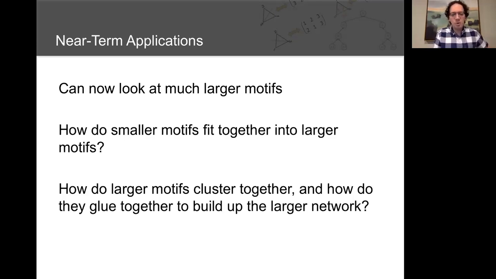Like, how do smaller motifs fit together into larger motifs, right? When you could only get up to 5-node motifs, well, how do 3-node motifs fit together into 5-node motifs? There's only so much you can learn from that. You can also ask things like, how do larger motifs cluster together? Once they get sufficiently large, they have to have some overlap. And how do they glue together to build up into your larger network? So you can really start to see how the structure of the larger network emerges from the structure of these small subgraphs. Okay, so now I want to shift gears to tensors.